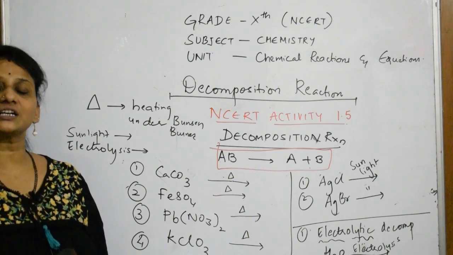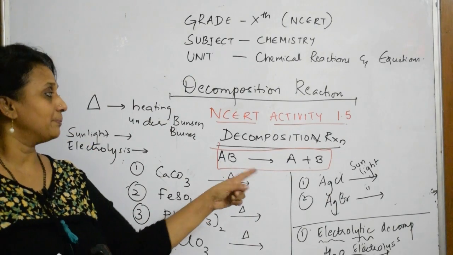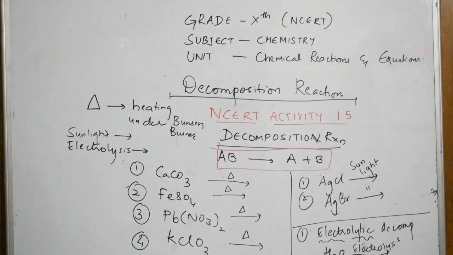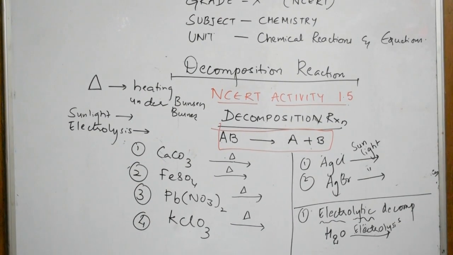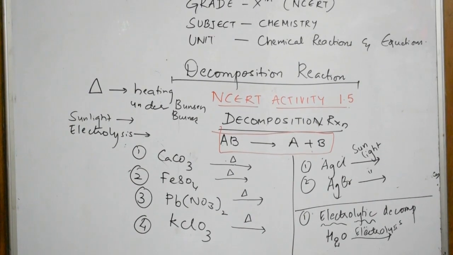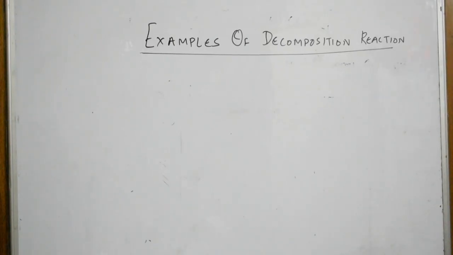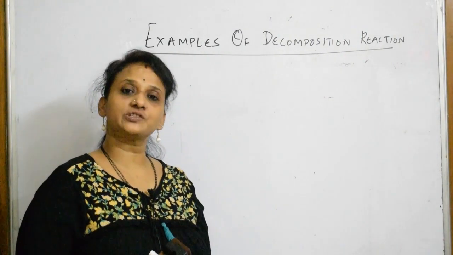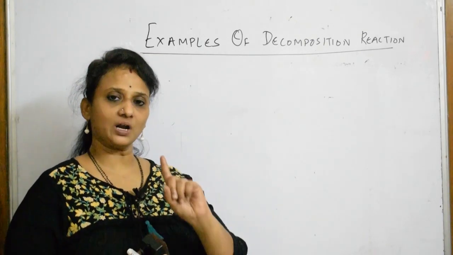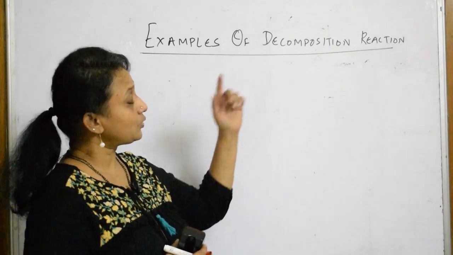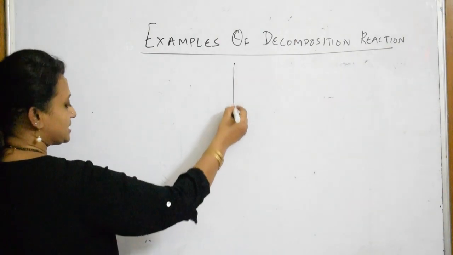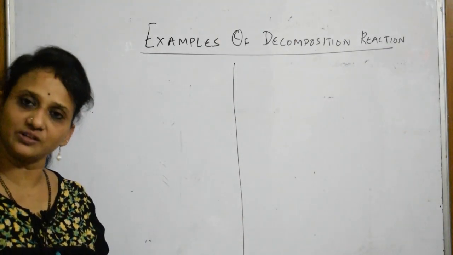Now, a decomposition reaction means a compound or a substance breaking into two or more substances. Now let's start with the examples. After understanding the concept of decomposition reaction, what did we say? One compound breaking into two or more. Now we'll see the examples, and you'll have a better understanding. Let me take the first two examples and then explain the next two.